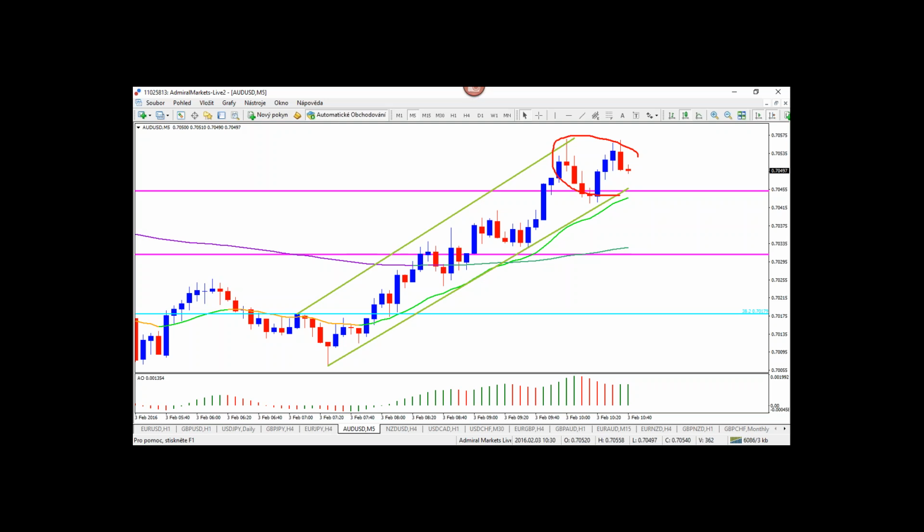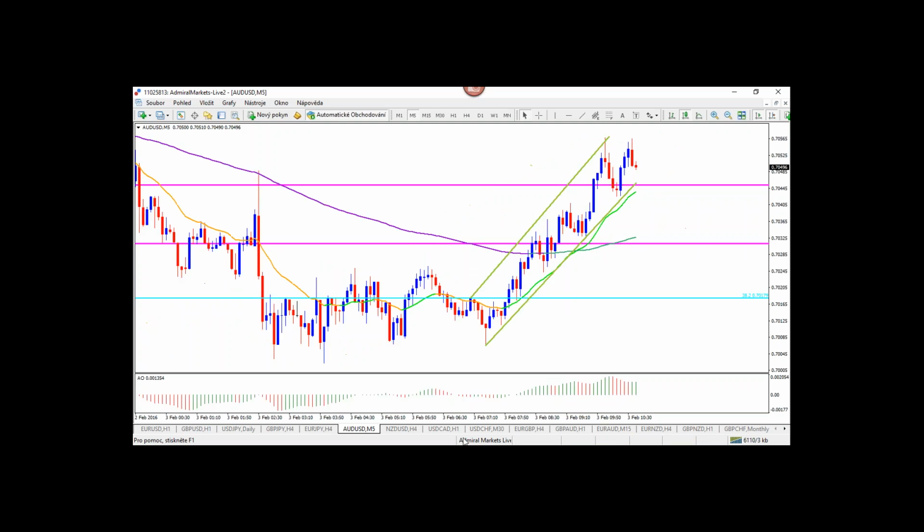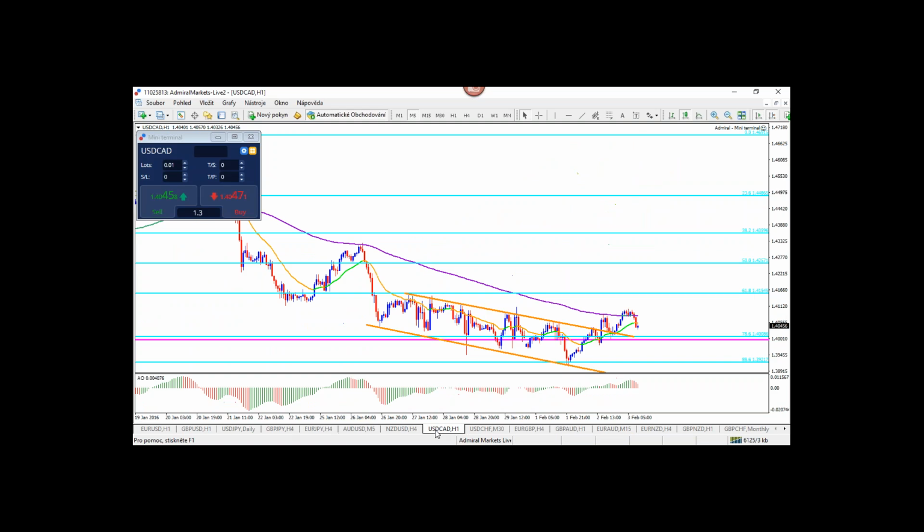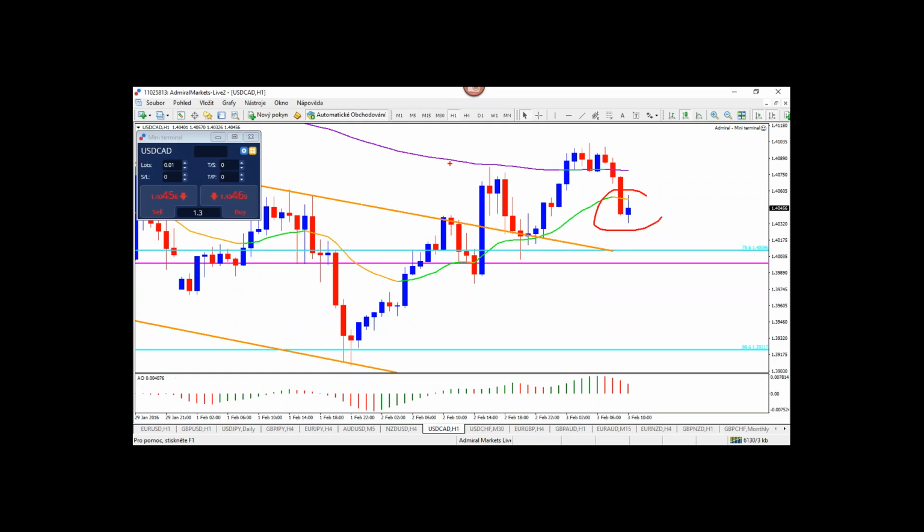This could easily be consolidation for more upside as well. So I would probably rather wait for the channel to break and then the next break. But this could be a good turnaround spot on the AUD USD. And this could be a good turnaround for the dollar CAD too.